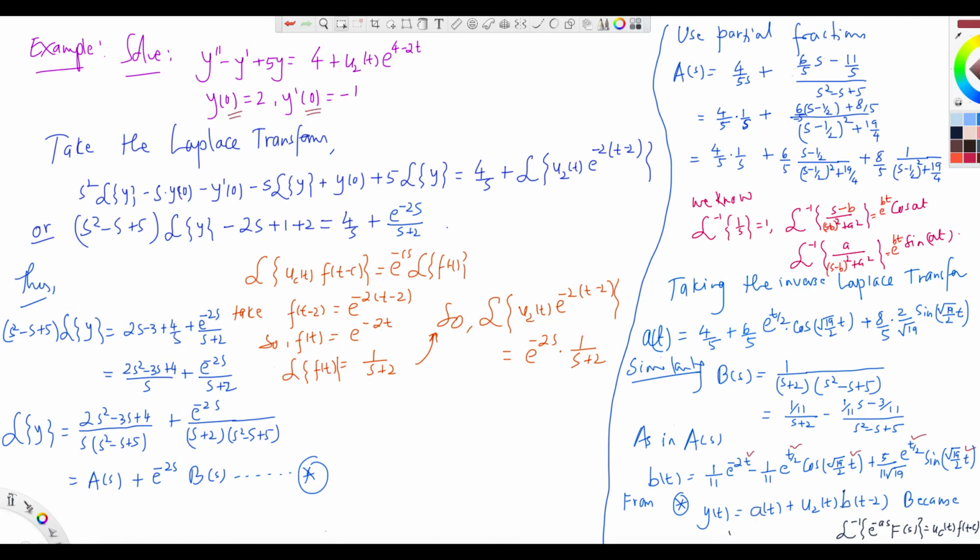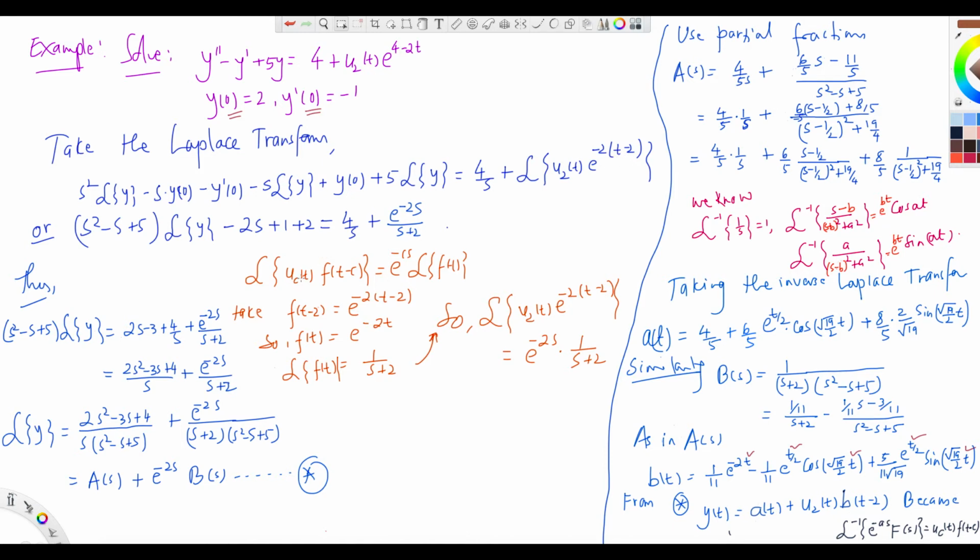So to solve this differential equation, you see that we take the Laplace transform first, right? The Laplace transform of y double prime is that, and then the Laplace transform of y prime is that. You see that there is a negative sign, so I put that negative and that is positive. And 5 times the Laplace transform of y equals the Laplace transform of 4, which is 4 over s, plus the Laplace transform of u_2(t) times e to the 4 minus 2t. What I'm trying to do here is write this as a function of t minus 2. So I factored out negative 2, so I am able to write t minus 2. What is the reason for that?